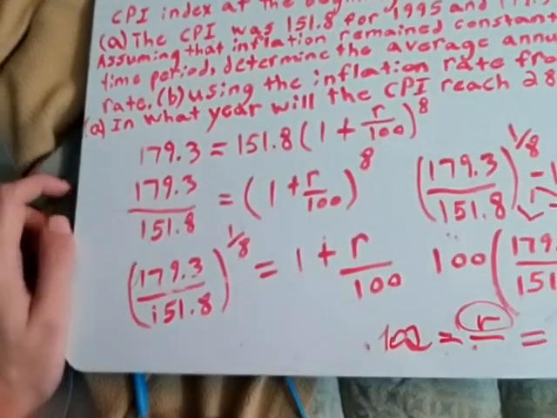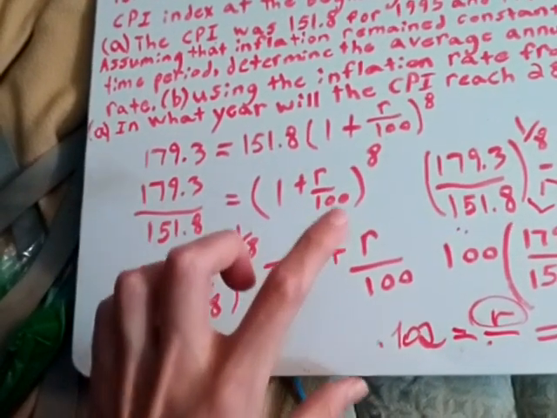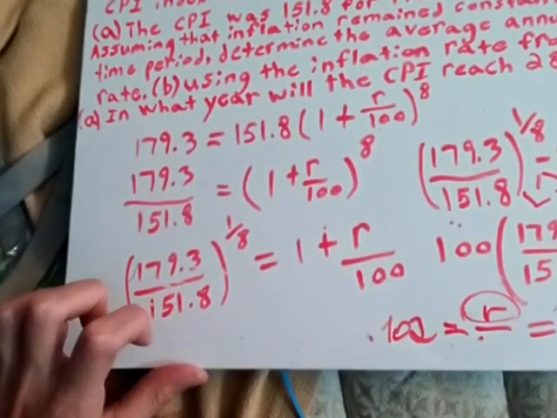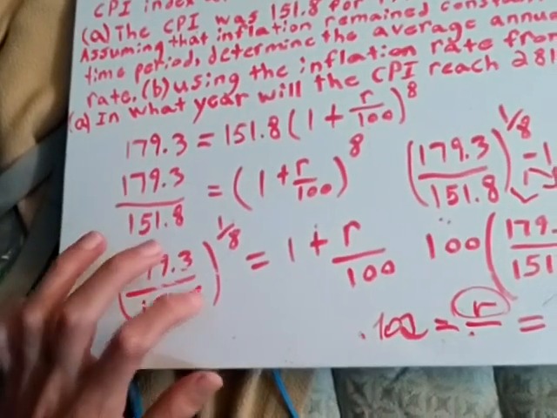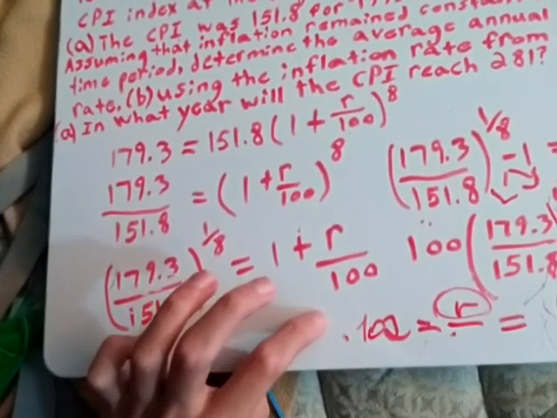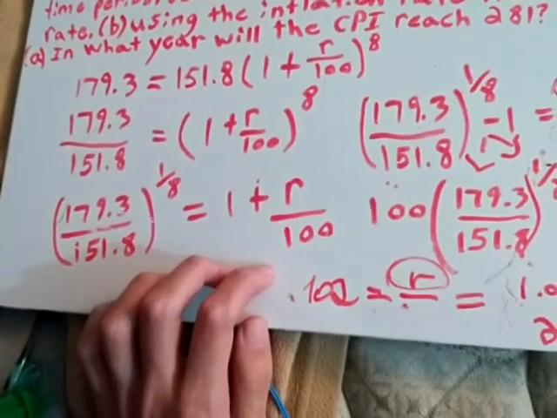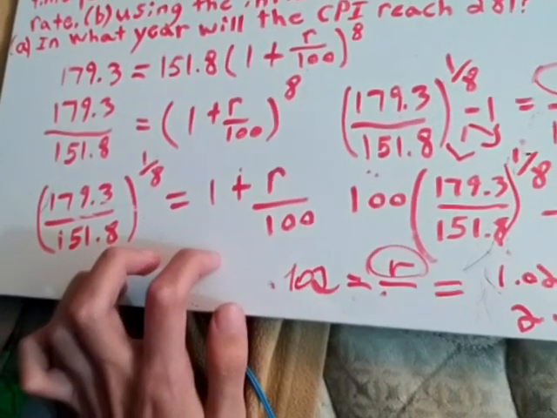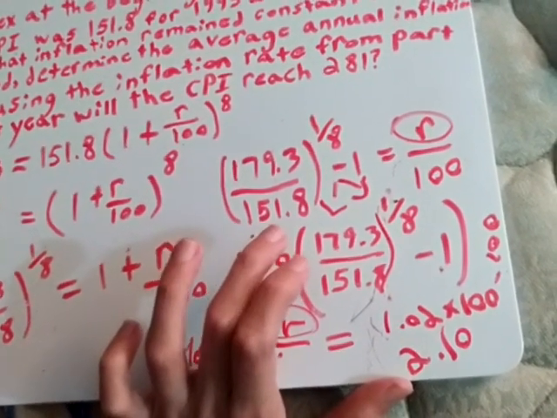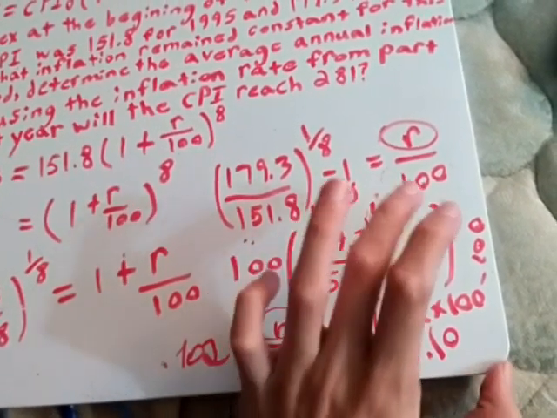Now I'm going to try to get R by itself. The next thing I have to do is take the nth root, here the 8th root, of both sides. So I take (179.3 divided by 151.8) raised to the 1/8 power equals 1 plus R over 100. Next, I subtract 1 from both sides. So now I have (179.3 over 151.8) raised to the 1/8 power minus 1 equals R over 100.